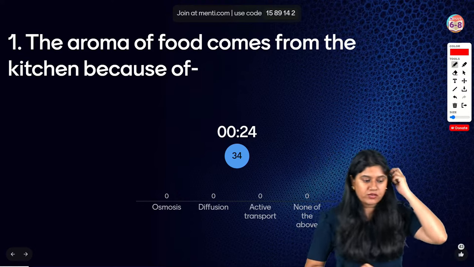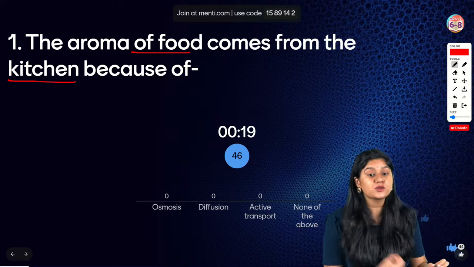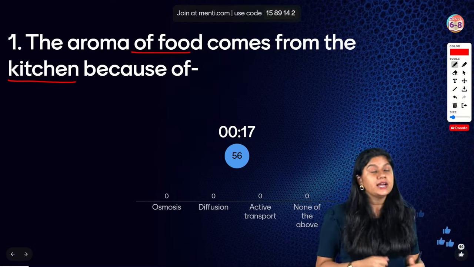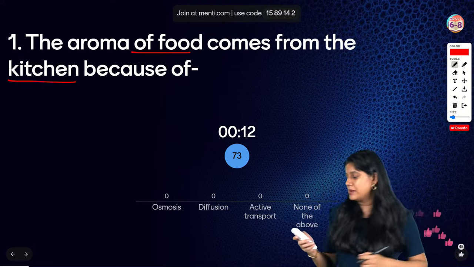Very, very interesting question, everyone. We're talking about the aroma of the food, right? When it comes from the kitchen, it's because of which of these processes that we have over here? Is it because of osmosis, diffusion, active transport, or none of the above? Tell me, everyone.